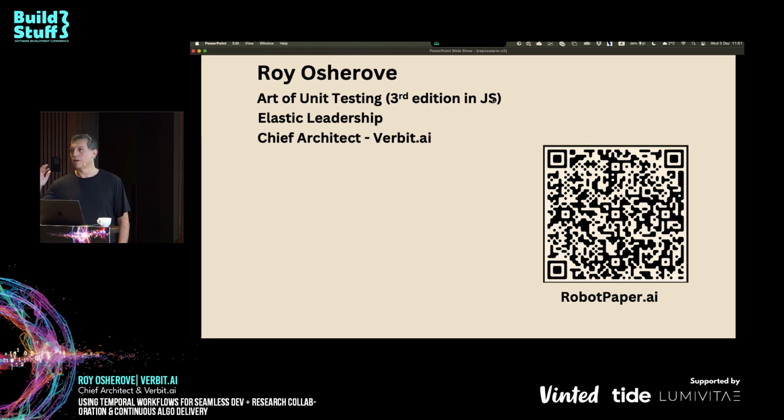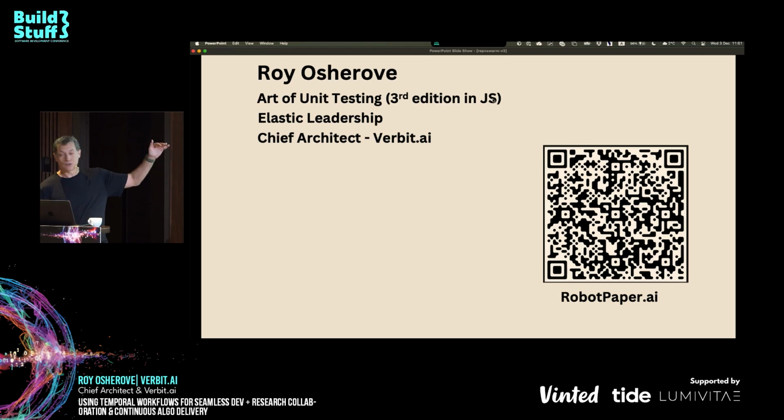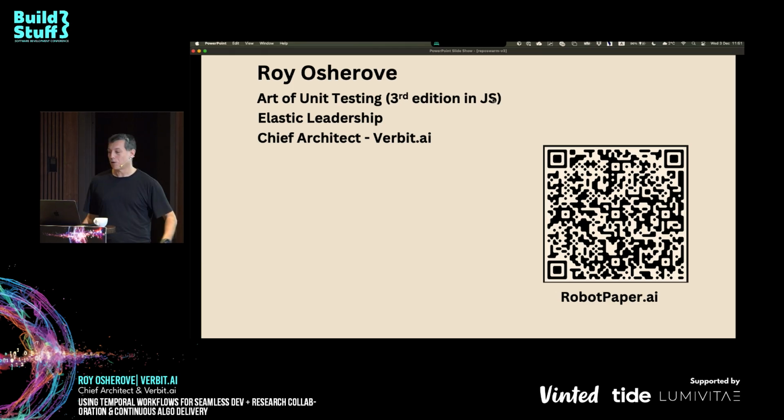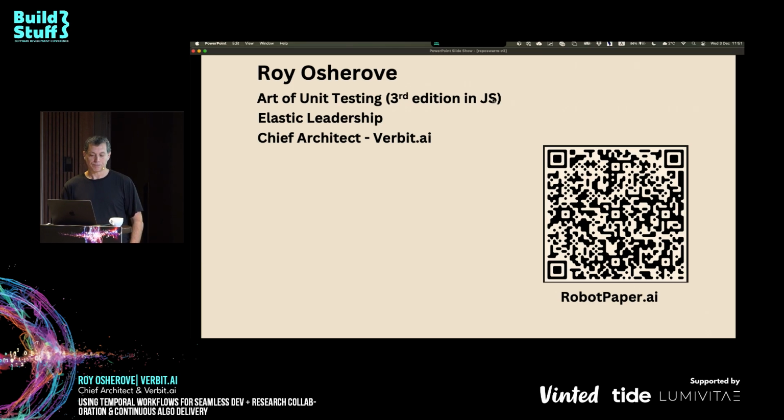I have a blog for every subject that I care about. So there is a blog about unit testing. That's a separate domain. There's a blog about Elastic Leadership, separate domain. There's a blog about Pipeline Driven, which is a book that's not finished yet. And then there's this blog, which is everything about AI. So you can find me all across the web.